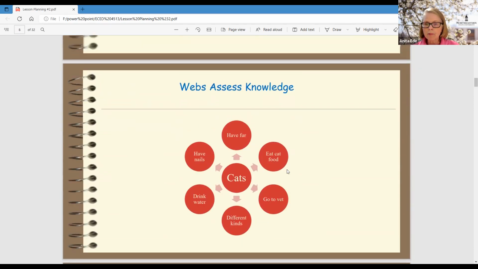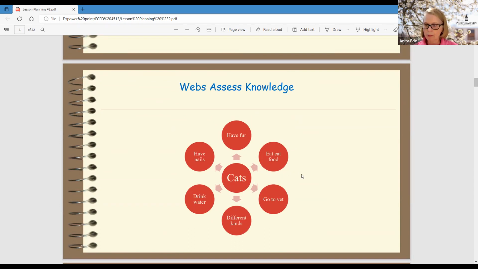So then we have webs. Webs are great for assessing knowledge. Say, for instance, I want to do a lesson on cats. I would just make a little web and I'd say, boys and girls, what do you know about cats? And they would give me all their information. That's my pre-assessment done during whole group time. It's a great way to assess knowledge.